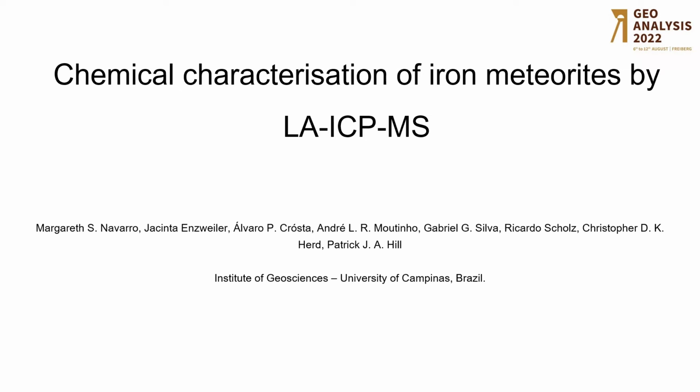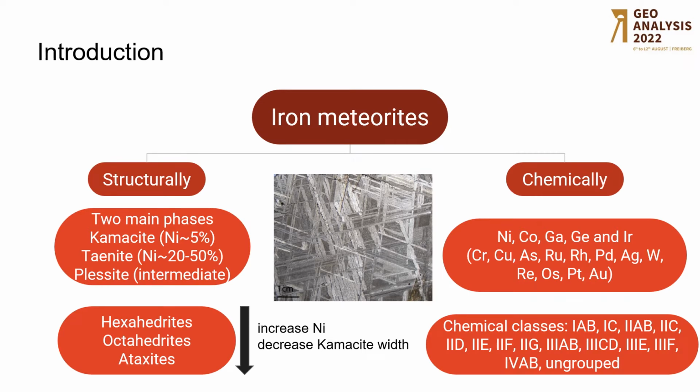I will present the development of a procedure for chemical characterization of iron meteorites by LA-ICP-MS. Iron meteorites are extraterrestrial material composed basically of iron and nickel alloys with variable nickel contents and minor amounts of cobalt. Mostly, nickel is about 5 to 10%.